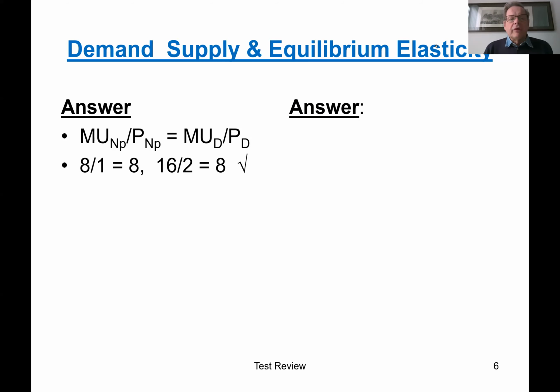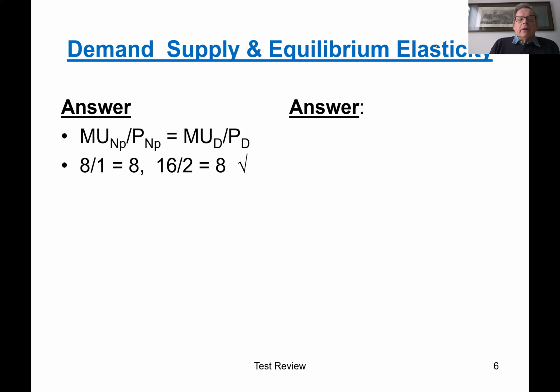I will start off with the first nail polish, which gives me a marginal utility of 8. I'm only consuming 1 now. So 8 divided by its price, 1, is equal to 8. Then I'll go to the marginal utility table of the dress and find something that divided by 2 will also be equal to 8. If I take 16 divided by 2, it's equal to 8. They're both equal. I will accept it and continue.